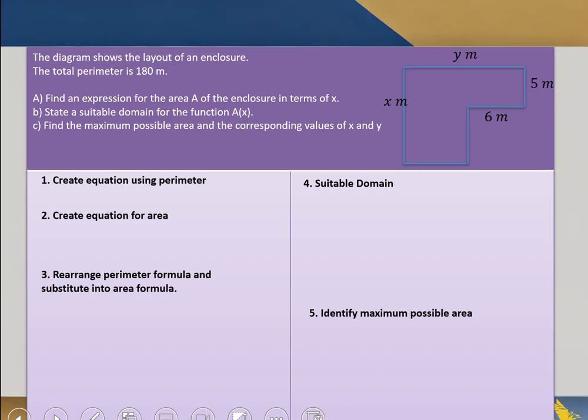Next question. The diagram shows the layout of an enclosure. The total perimeter is 180 meters. Find an expression for the area A of the enclosure in terms of x. State a suitable domain for the function and find the maximum possible area and the corresponding values of x and y.